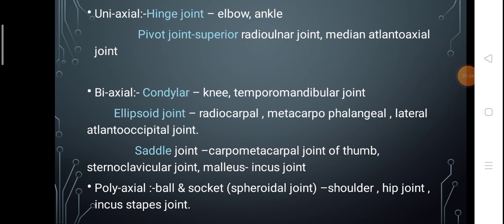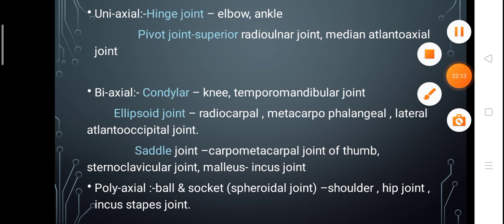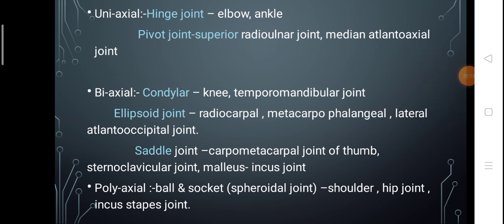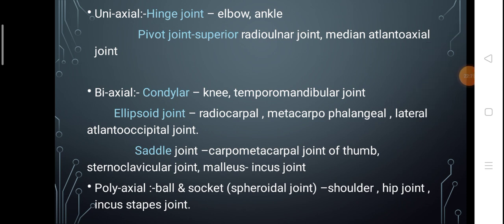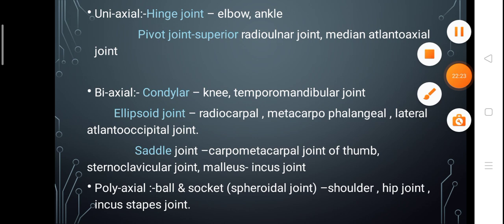And in the case of pivot joint, movements take place around a vertical axis, hence only rotation movement is possible. Under hinge joint you have examples like elbow joint, ankle joint and interphalangeal joint. Under pivot joint you have examples like superior radioulnar joint and median atlantoaxial joint.